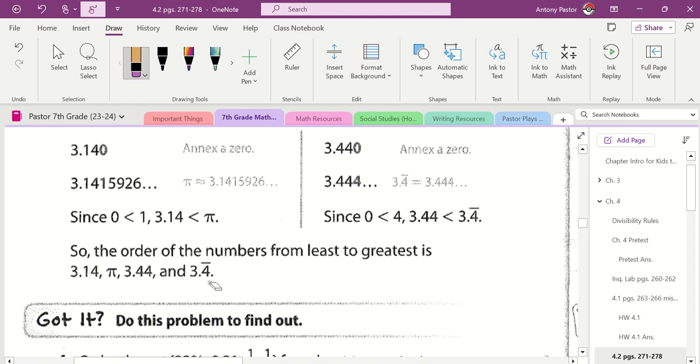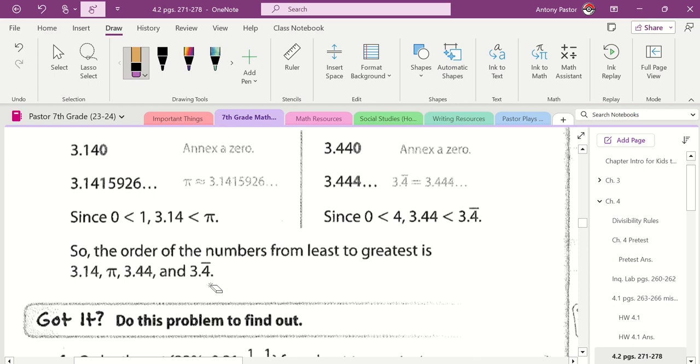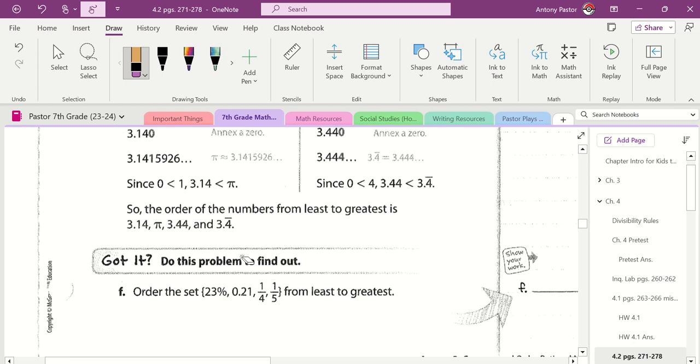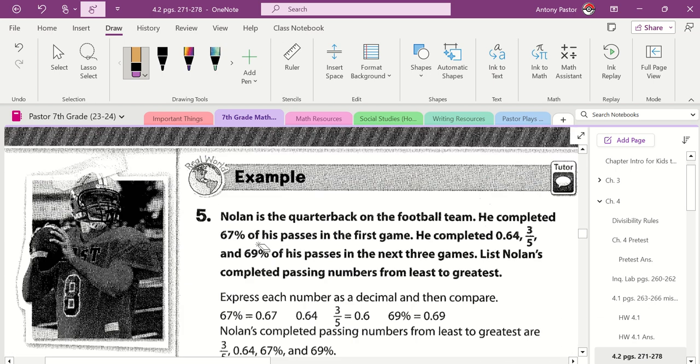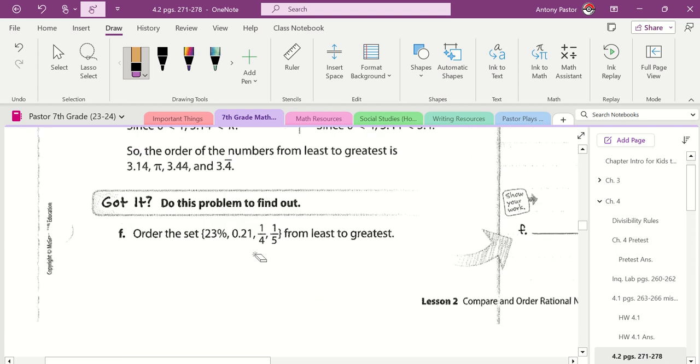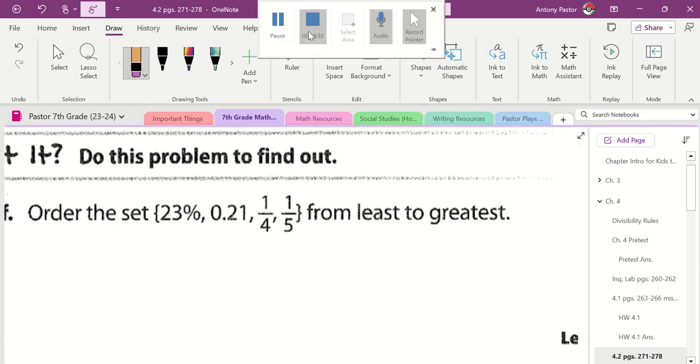So this is how you can compare them. The reason why we're comparing and ordering them is because this is going to have to deal with data sets that we're going to be utilizing later. Math is all over the world. It has to deal with numbers, and numbers pretty much rule everything. So let's do this. Got it, and we'll call this one a lesson because we're already in the 18th minute here.